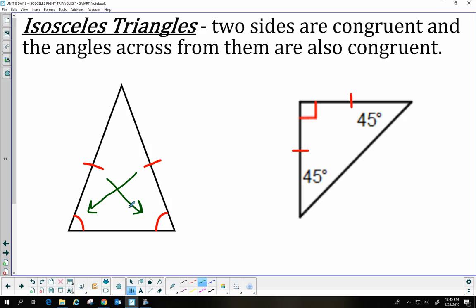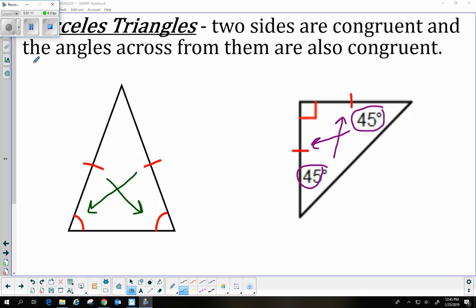So an isosceles right triangle is a special kind of right triangle. It's a right triangle that has two 45-degree angles, two congruent angles. And so therefore the sides across from those 45-degree angles are the same length. So the two legs in this triangle are both the same length.